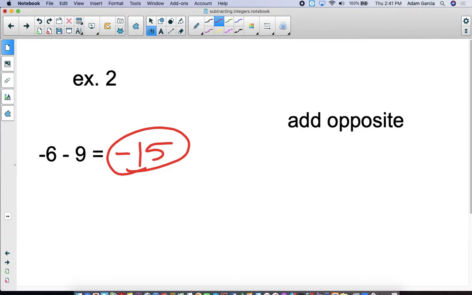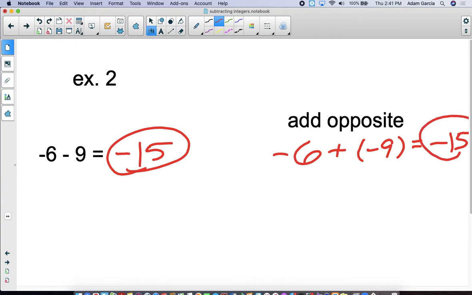Now, let's say you're just thinking, I think I'm getting negative 3, I'm not sure. How can you rewrite this as adding the opposite? Well, this is the same thing as negative 6 plus negative 9. And the rules that you learned last week would work. If you're adding numbers and they have the same sign, they're both negative, you can keep the sign and add the numbers together to get negative 15 that way also.